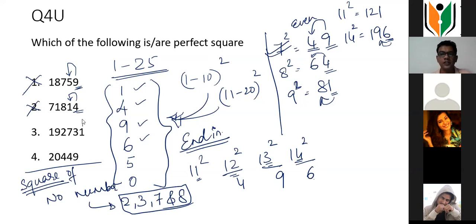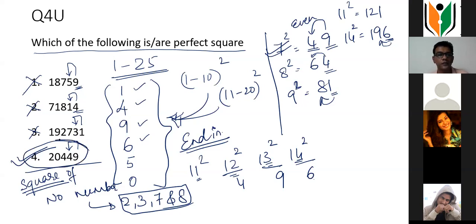1, previous digit has to be even. Cannot be a perfect square. 9, previous digit has to be even. Yes, it is even. So this is the only option where the previous digit is even. So if your question has one answer option which is a perfect square, then this has to be the perfect square. There is no other way.